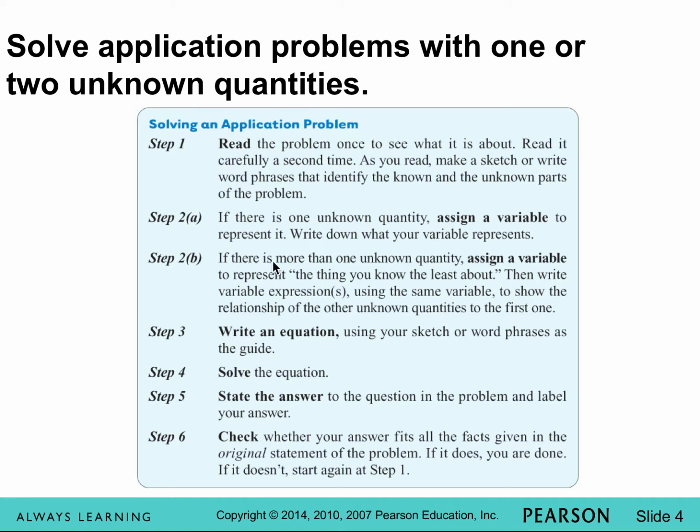If there's more than one unknown quantity, assign a variable to represent the thing you know the least about. Then write an expression using the same variable to show the relationship of the other unknowns. That may not make sense here, but when we look at an example, maybe it will. Write an equation, solve it, state your answer, and check.